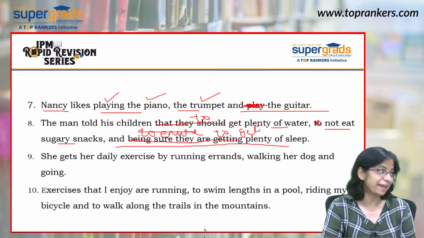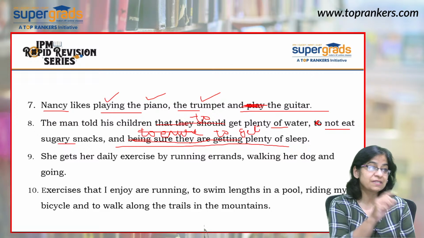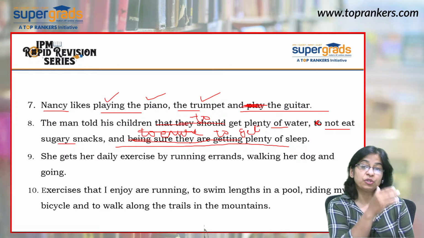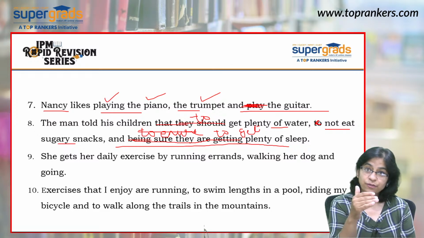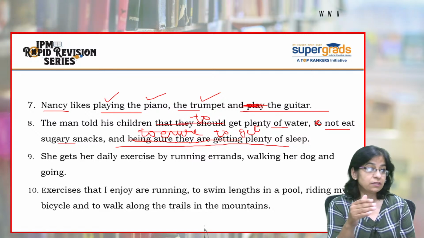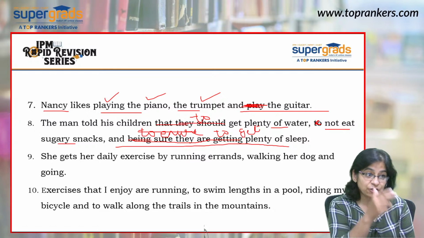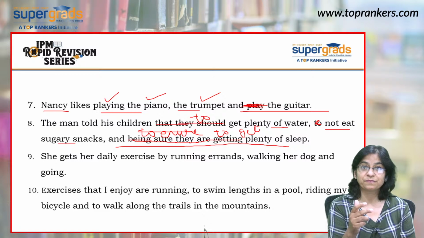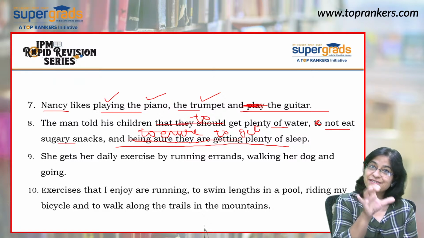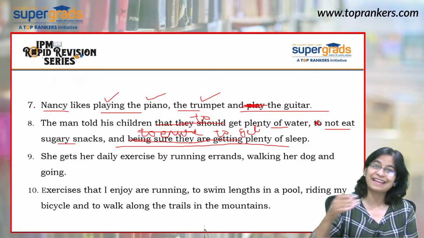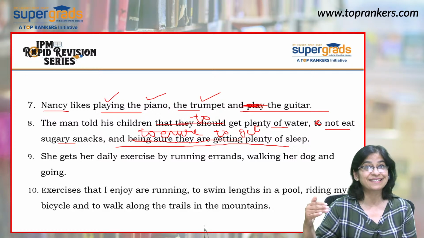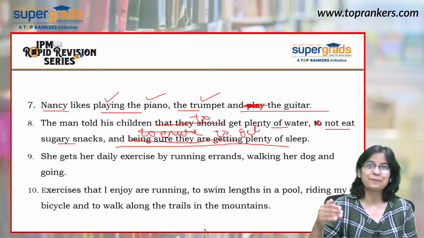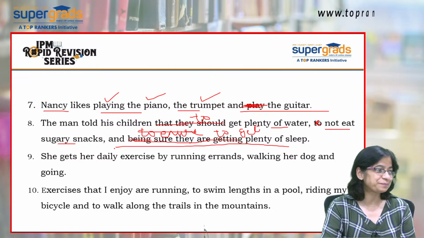Yes, absolutely right. Very good going, happiness dreamer. The man had told his children to get plenty of water, not to eat sugary snacks, and to get plenty of sleep. So we have used three infinitives to structure our sentence, and this is how a parallel sentence is structured. Isn't that amazing? Now, let's look at another example.